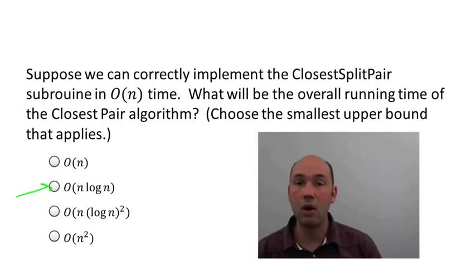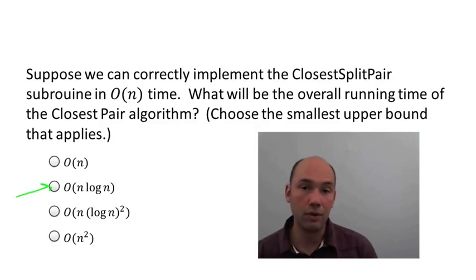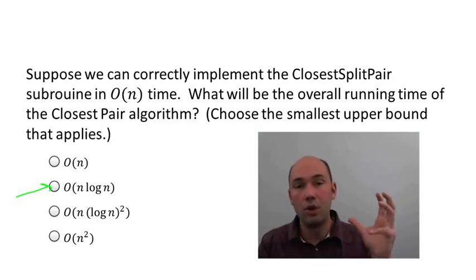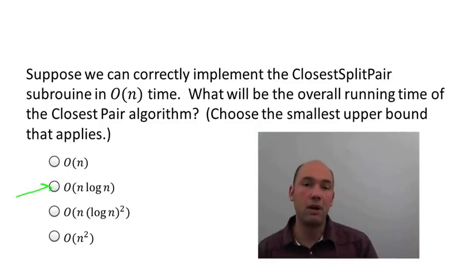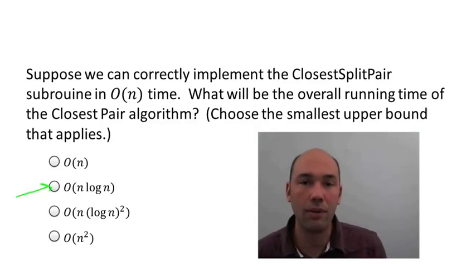We were working in n log n already to solve the one-dimensional version of closest pair, and the goal of these lectures is to have an n log n algorithm for the 2D version. So this would be great. In other words, the goal should be to have a correct linear time implementation of the closest split pair subroutine. If we can do that, we're home free. We get the desired n log n algorithm.